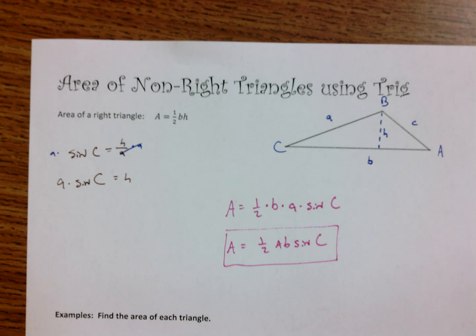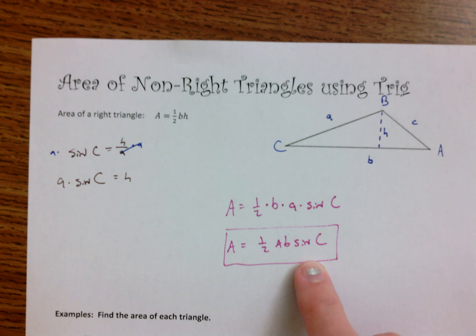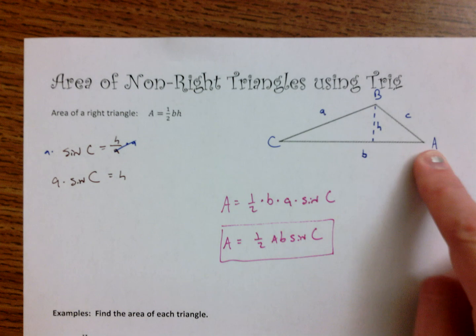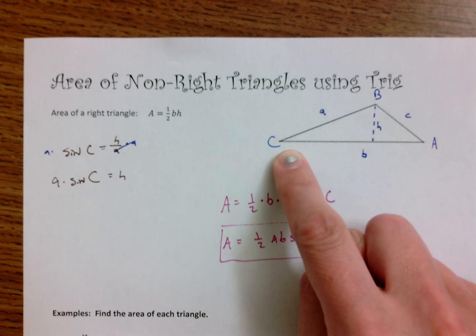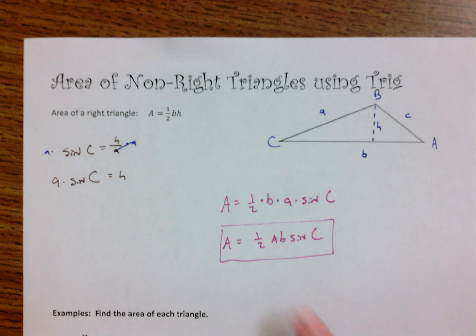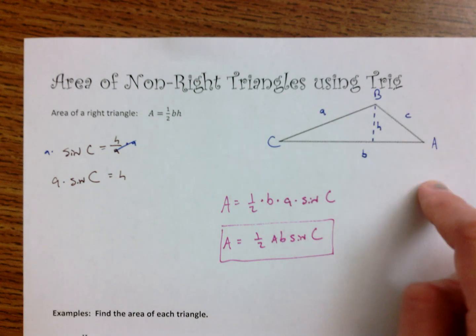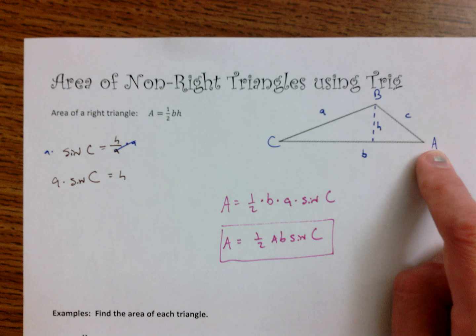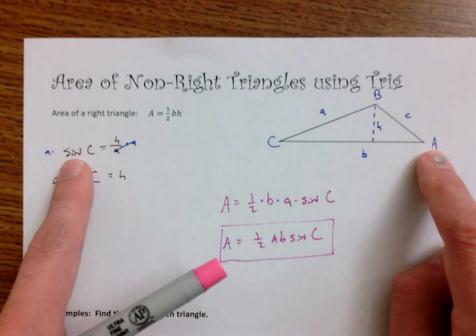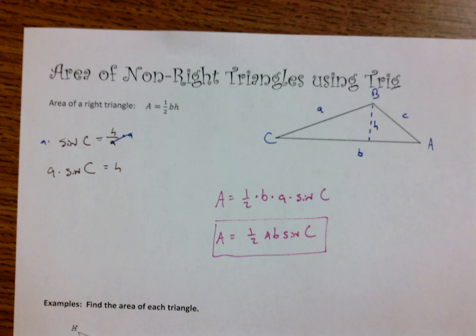Okay, and then the one thing that I just want to point out to you is it's A, B, and then sine C. So A and B, and then the sine of the angle between them. Okay, so it doesn't matter what letters you use. I could have easily rearranged these letters, or I could have used angle A and said over here that the sine of angle A was H over C and solved that way. So it doesn't matter which letters you use.